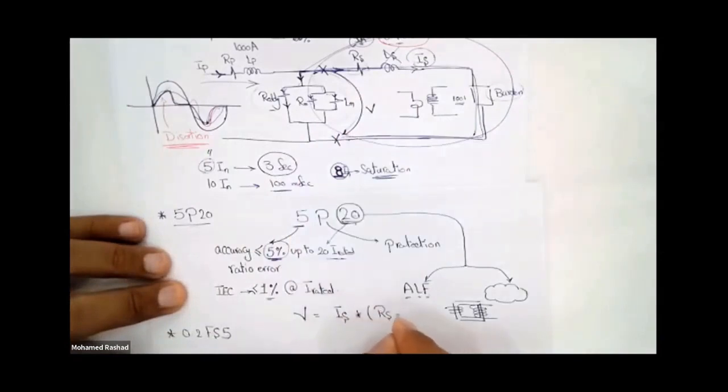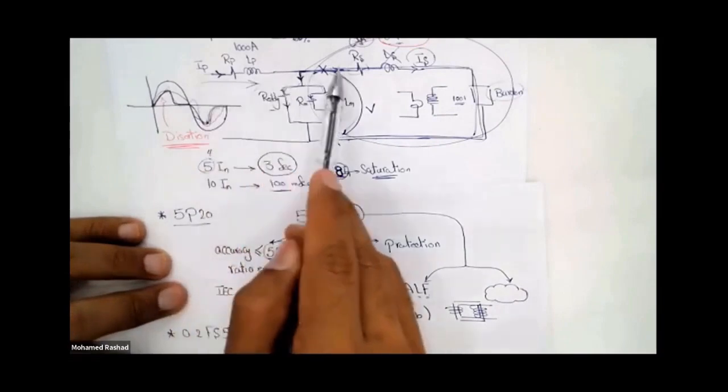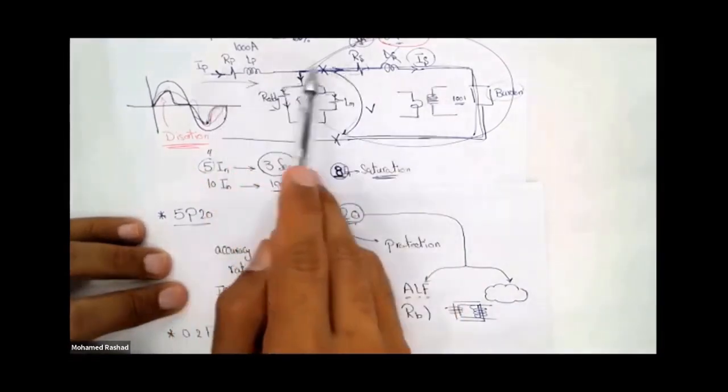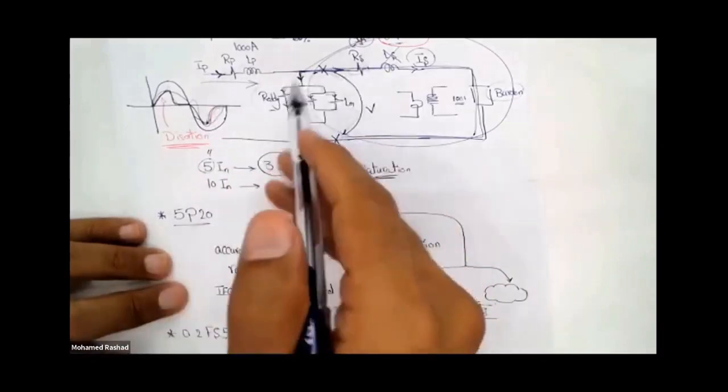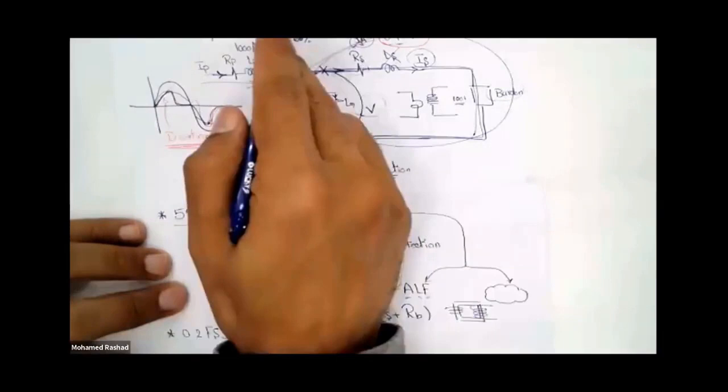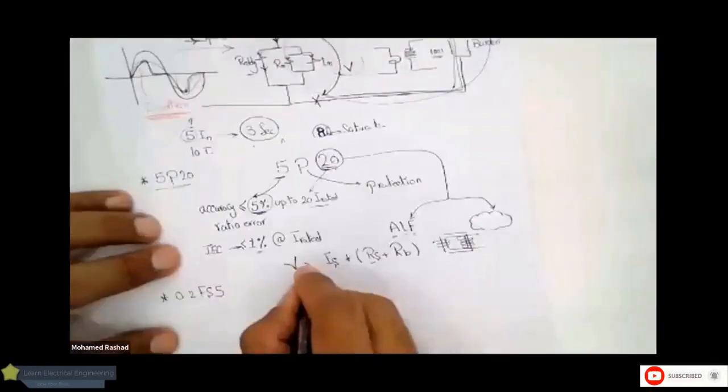The secondary R plus the burden R, which is the CT's R plus the burden R, all right? Engineer, every time the primary current increases, the secondary current increases, until it reaches the saturation point. So where does it reach the saturation point?